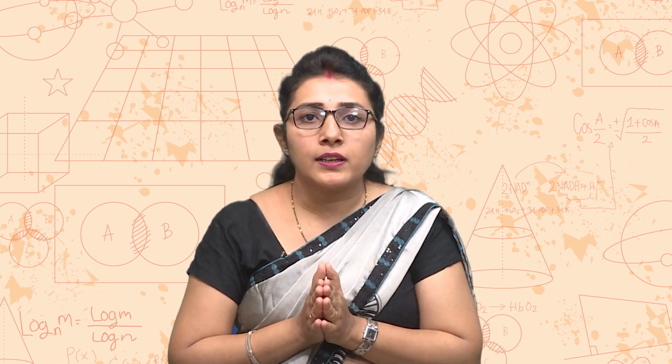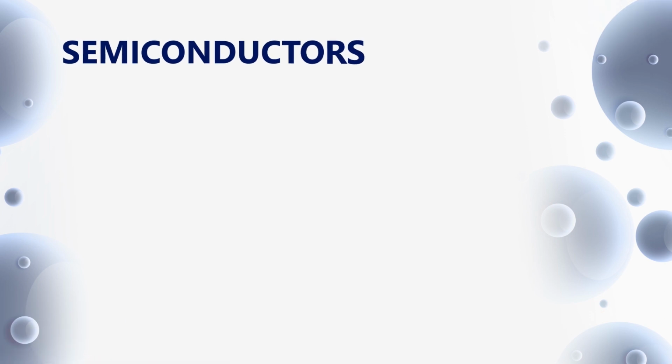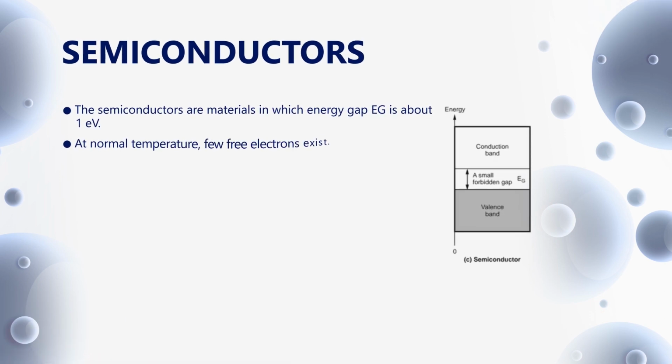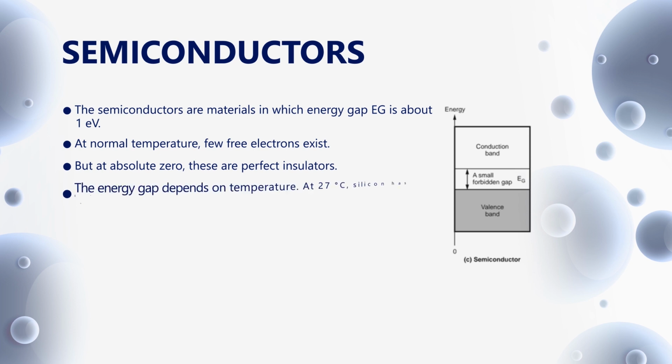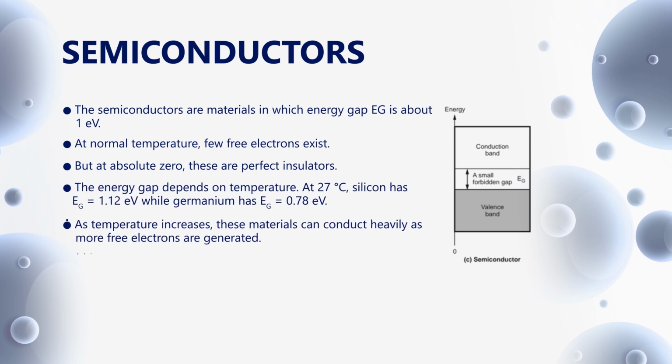Semiconductors are those materials which have an energy gap of around 1 electron volt or more. So, here at normal temperature few free electrons exist, but at absolute zero temperature these are perfect insulators. The energy gap depends upon the temperature in the case of a semiconductor. In the case of a semiconductor, temperature plays a significant role. The energy gap for silicon is 1.12 electron volts, while for germanium it is 0.78 electron volts. Silicon and germanium are the semiconductors which we normally use.